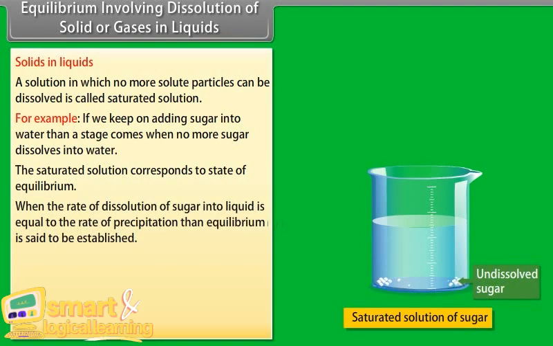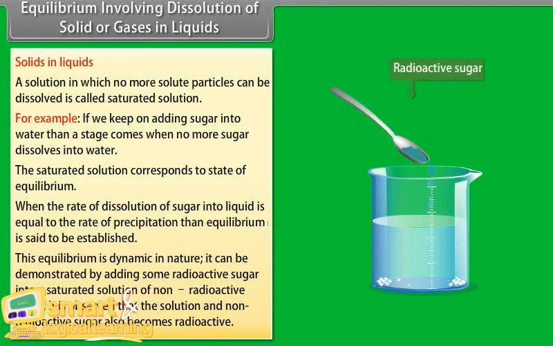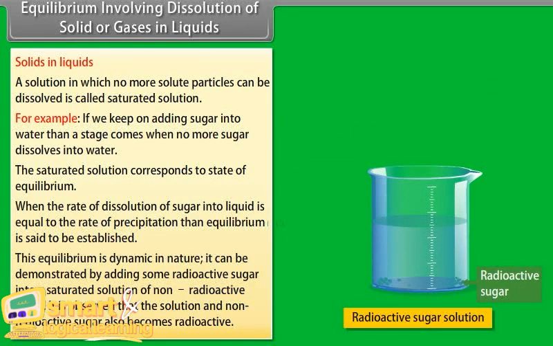When the rate of dissolution of sugar into liquid is equal to the rate of precipitation, then equilibrium is said to be established. This equilibrium is dynamic in nature. It can be demonstrated by adding some radioactive sugar into a saturated solution of non-radioactive sugar. It is observed that the solution and non-radioactive sugar also become radioactive.